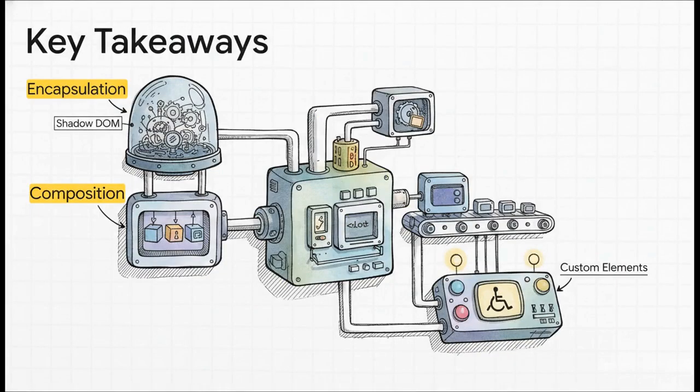So let's just quickly recap the big ideas here. Web components give us true encapsulation through the shadow DOM. They give us powerful composition using the light DOM and slots. They give us incredible reusability with custom elements, and when we build them on a solid foundation of semantics, they deliver an amazing, accessible experience for everyone.